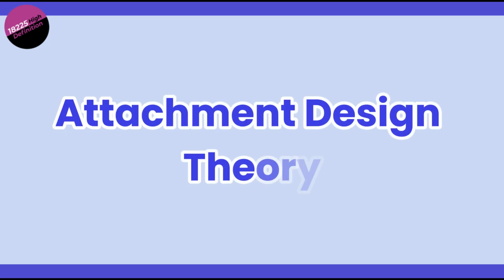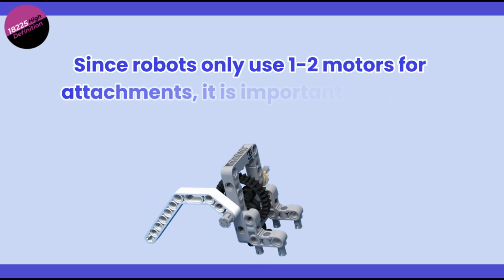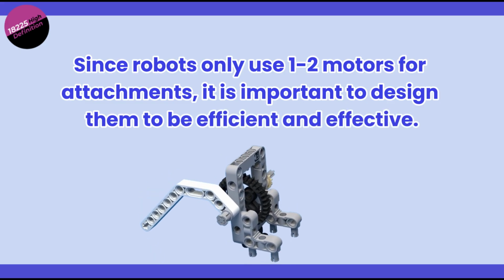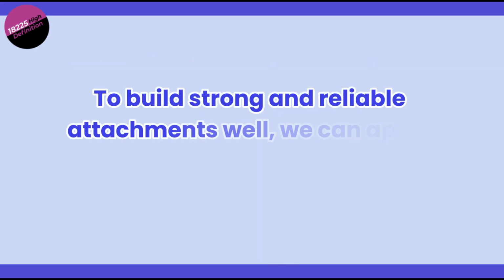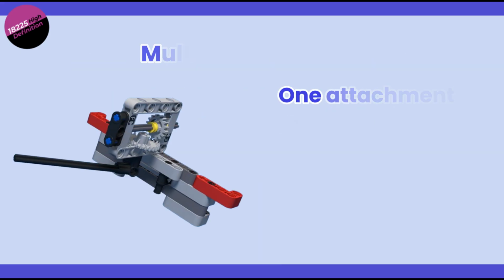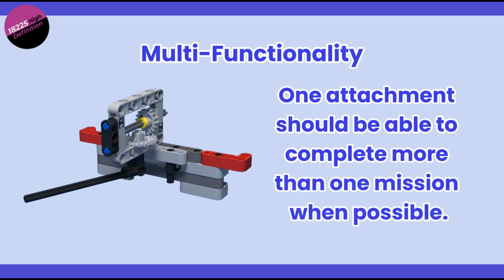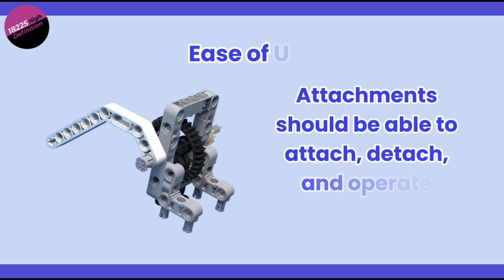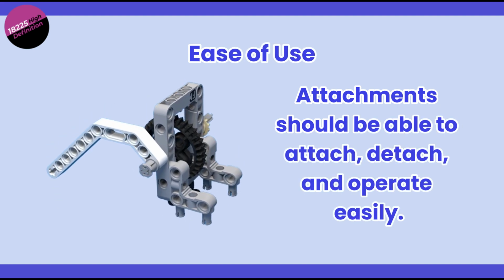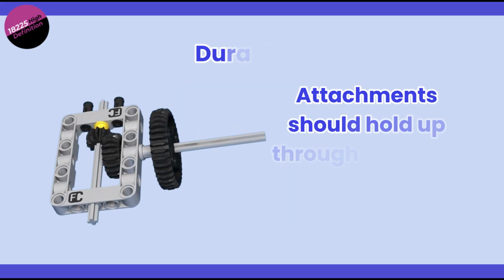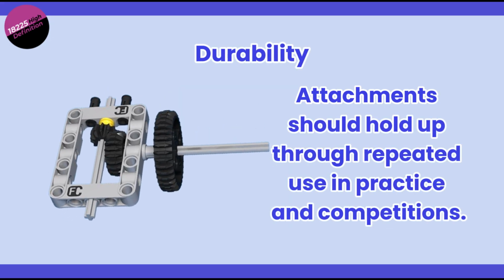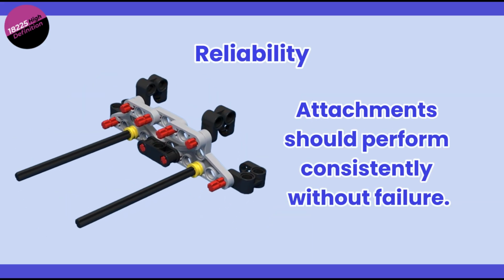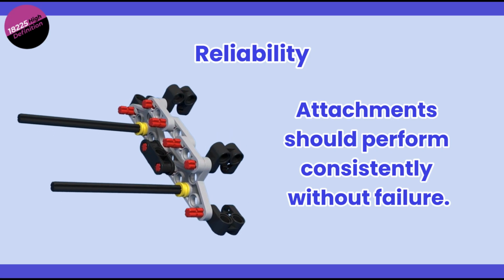The next topic is attachment design theory. Since robots often only use 1 to 2 motors for attachments, it's important to design them to be efficient and effective. Some design principles you can apply when doing this are multifunctionality, so one attachment should be able to do more than one mission when possible. Second, ease of use. Attachments should be able to attach, detach, and operate easily. Third, durability. They should hold up through repeated practice and competition use. Lastly, reliability. Attachments should perform consistently without failure.